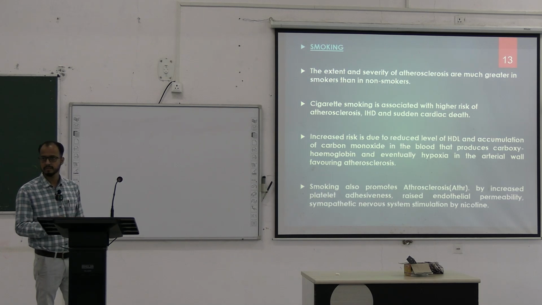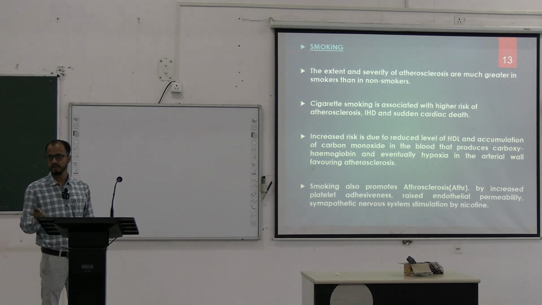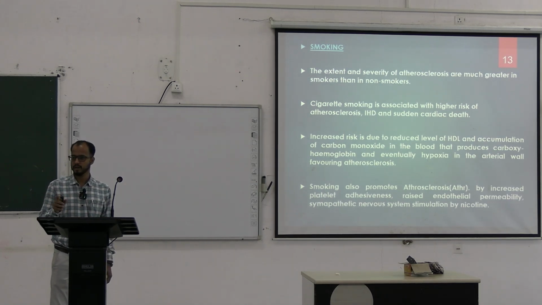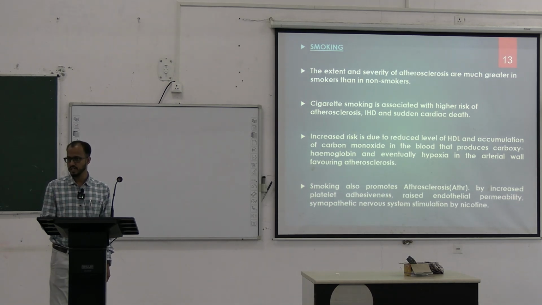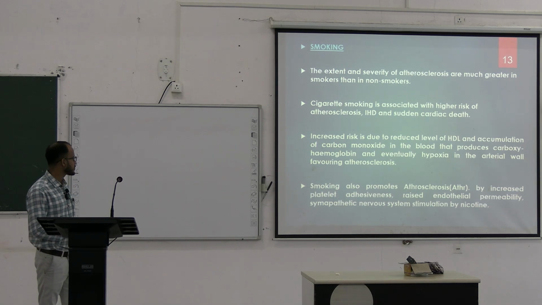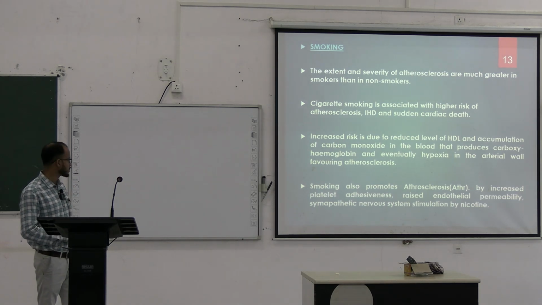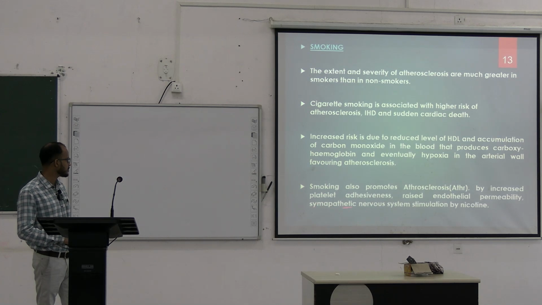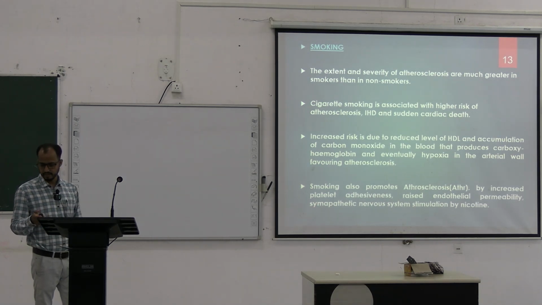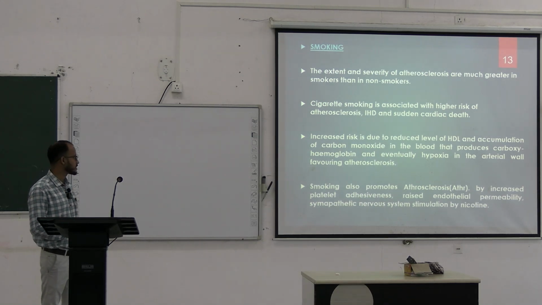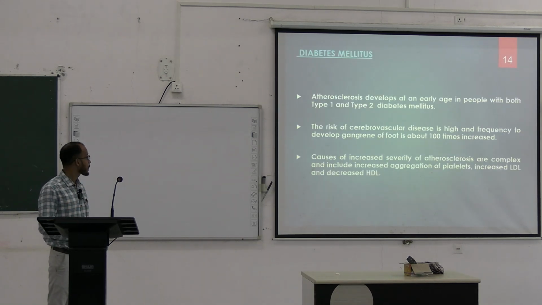So, what is the mechanism? Smoking causes accumulation of carbon monoxide that leads to formation of carboxyhemoglobin, that leads to hypoxia, and sometimes it causes atherosclerosis due to platelet adhesion, raised endothelial permeability, and sympathetic nervous system stimulation caused by nicotine, that is found in cigarettes in smoker patients.